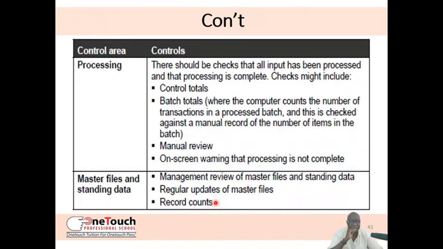Then processing. As far as controls are concerned, the area of control is processing. There should be checks that all input has been processed and that processing is complete. Checks might include control totals, batch totals, manual review, and on-screen warning that processing is not complete. Make sure all those things are in the system.